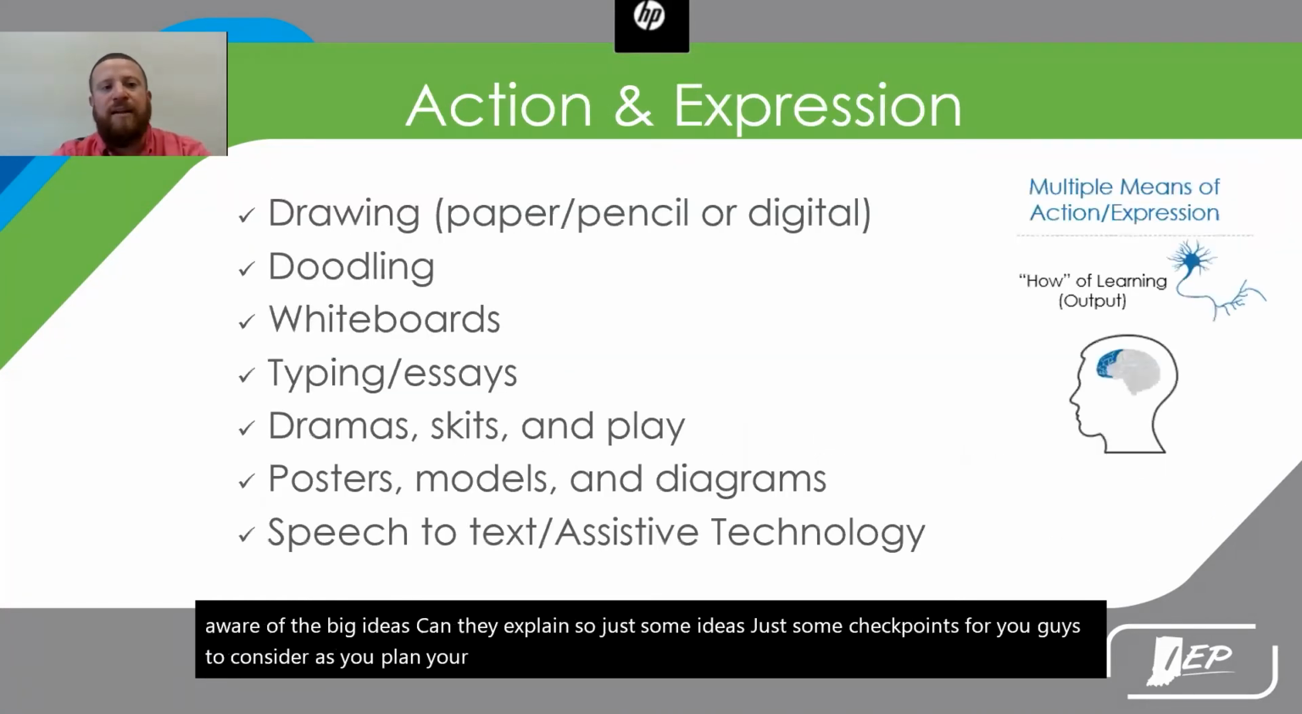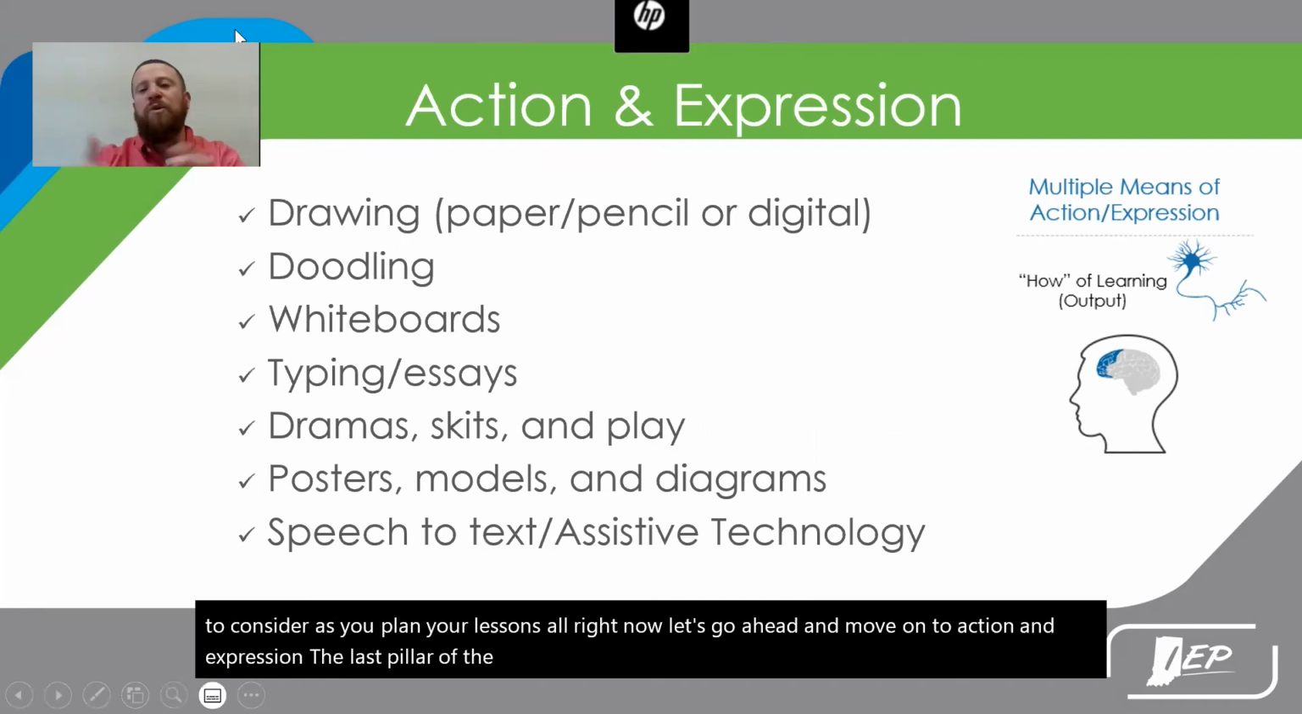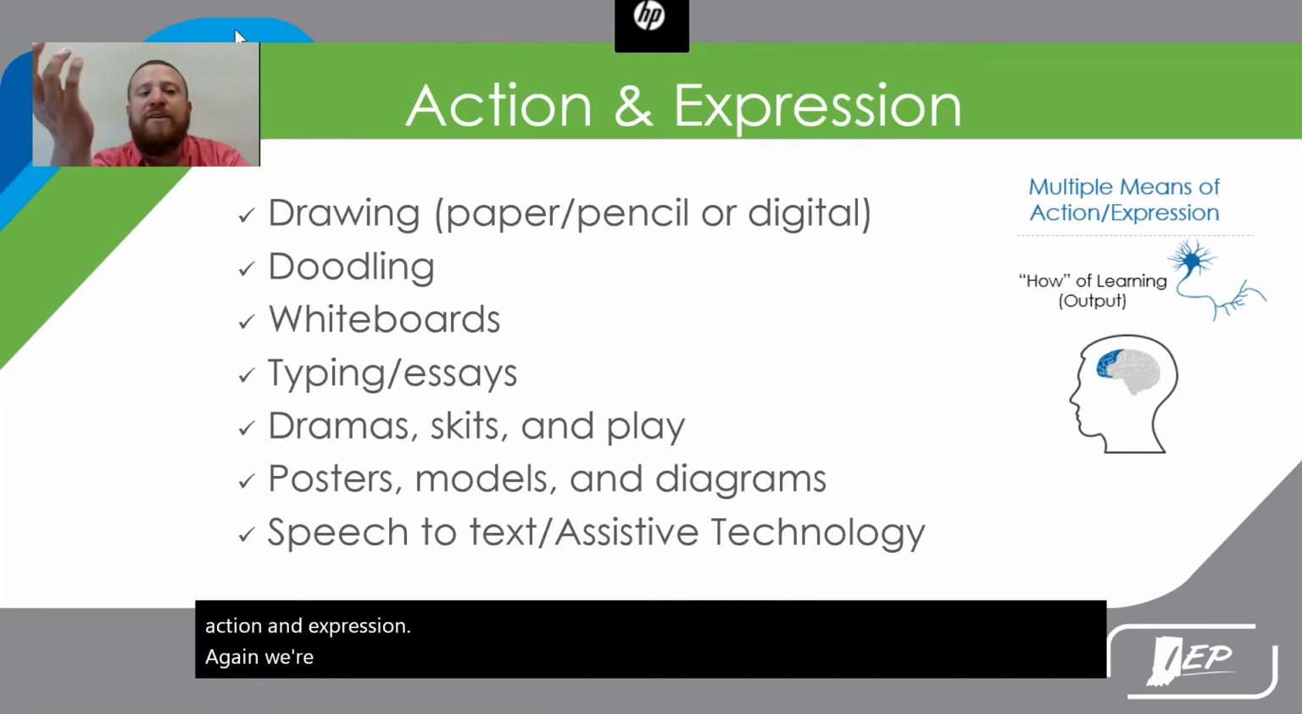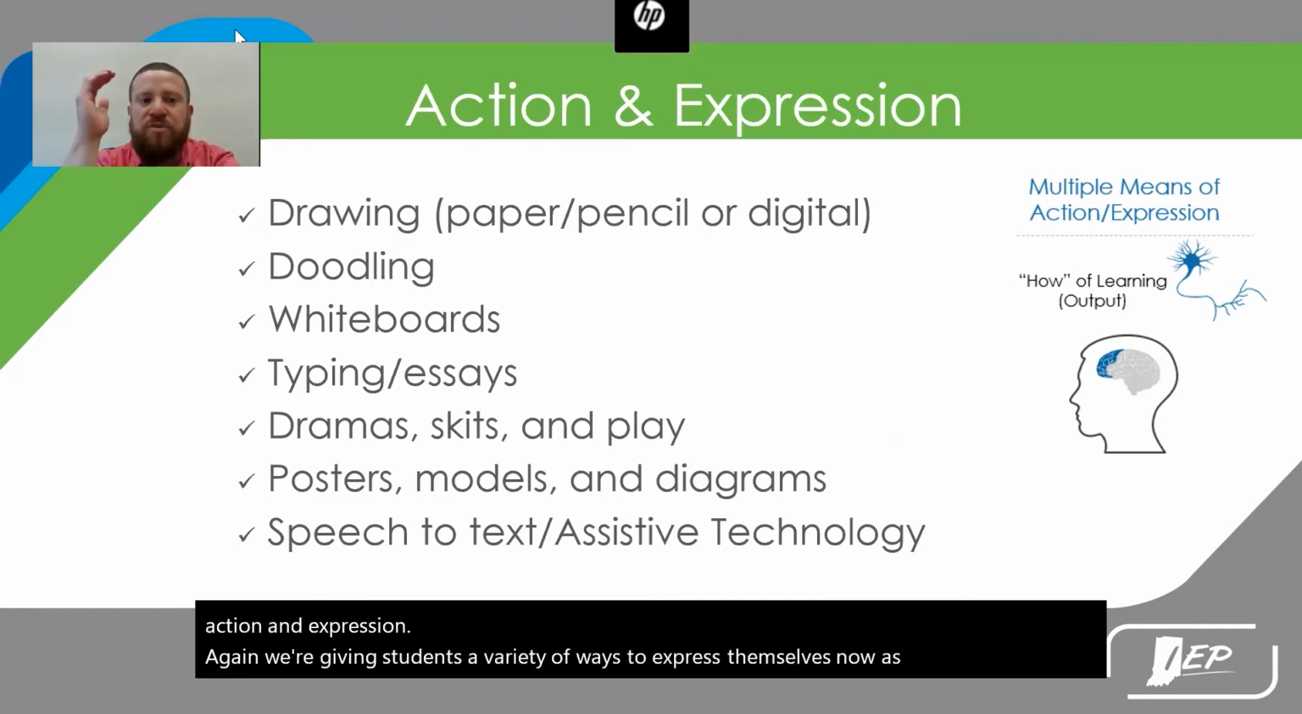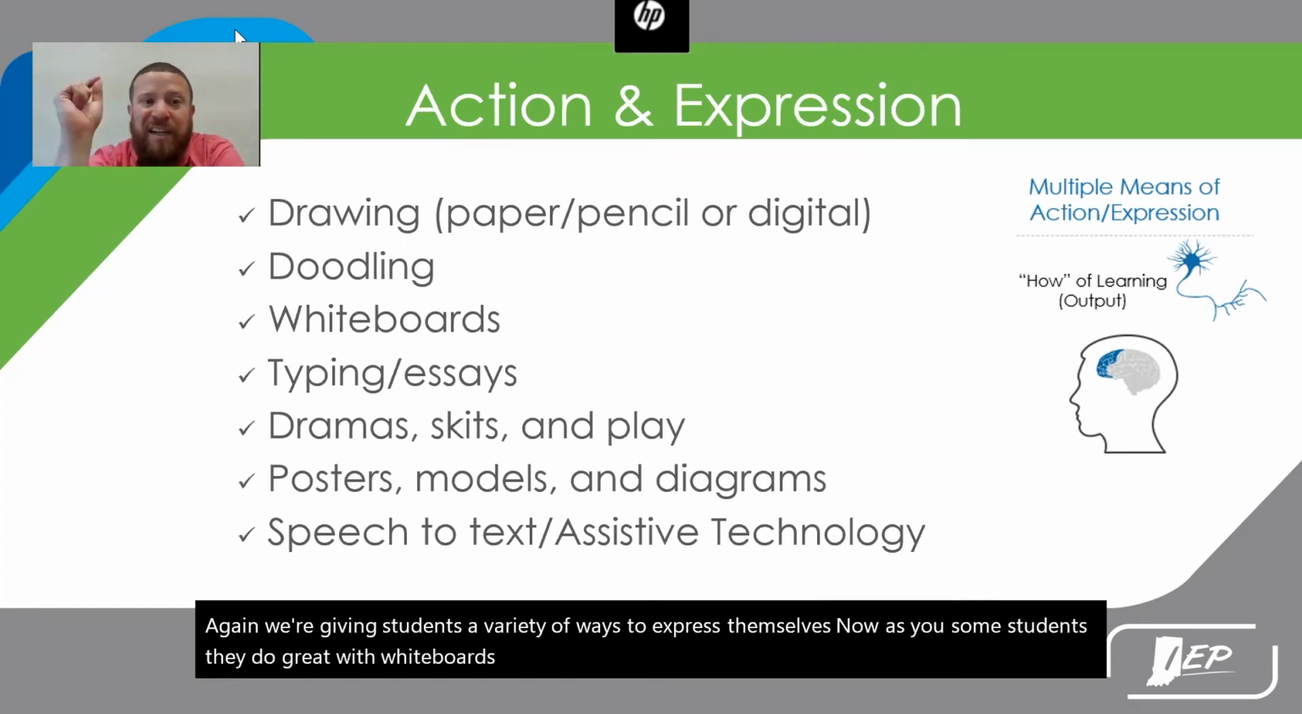So just some ideas, just some checkpoints for you guys to consider as you plan your lessons, all right? Now let's go ahead and move on to action and expression, the last pillar of the three of the UDL framework, right? So when we think about action and expression, again, we're giving students a variety of ways to express themselves. Now, as you know, some students, they do great with whiteboards, with doodling.